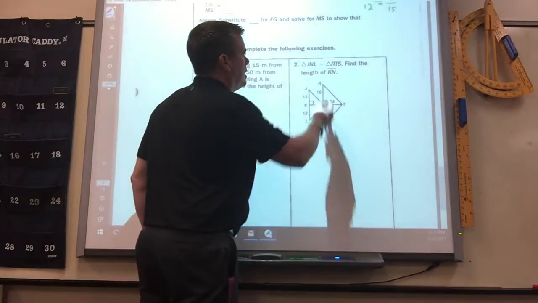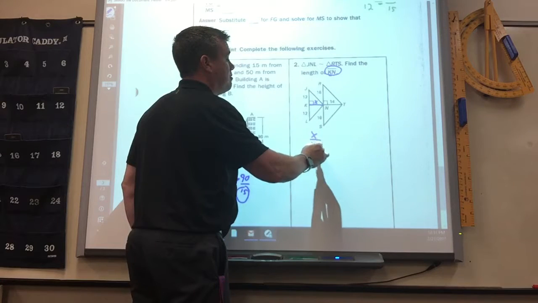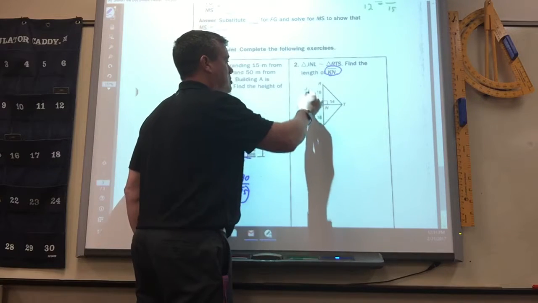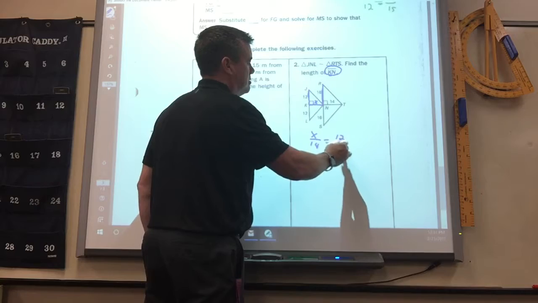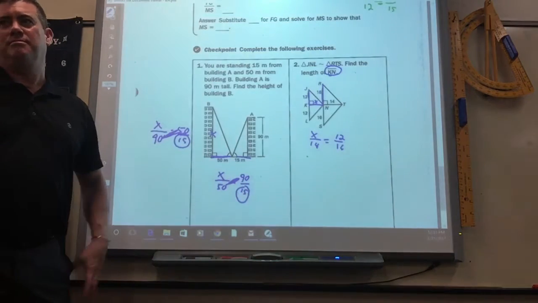So in this one they want KN. So x to 14 equals 12 to 16. Then you just cross multiply and divide.